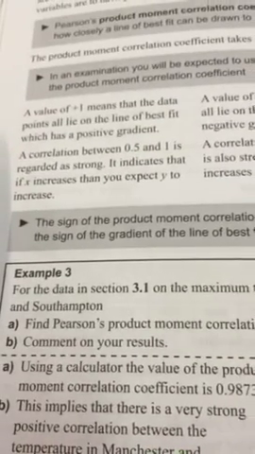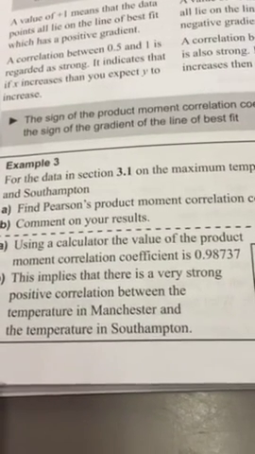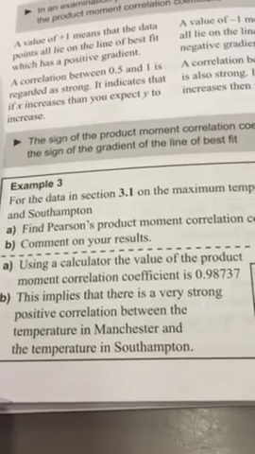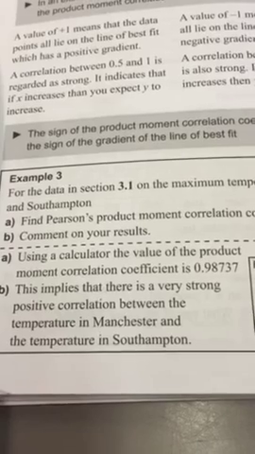And then it asks you to comment on your results. So I'm going to show you the answer to help you out. This says, this implies that there is a very strong positive correlation between the temperatures in Manchester and the temperatures in Southampton.